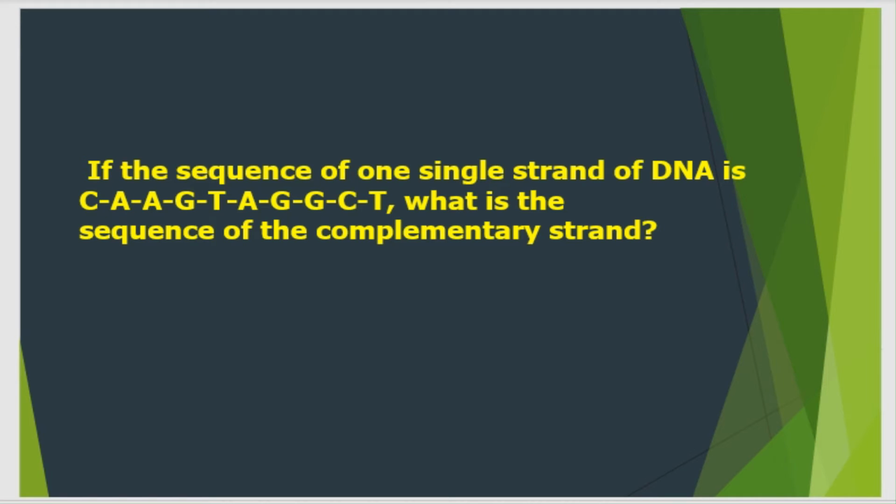Okay, let us try to answer this example. If the sequence of one single strand of DNA is CAAGTAGGCT, what is the sequence of the complementary strand? We are talking about the DNA. So for cytosine, the complementary nitrogenous base is guanine; then thymine, adenine, thymine, adenine, and so on, following each base through the sequence to give the complementary strand.